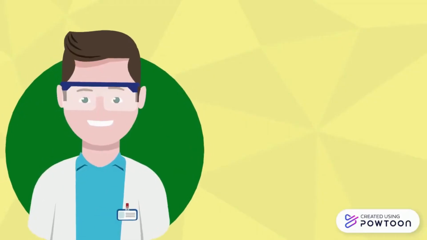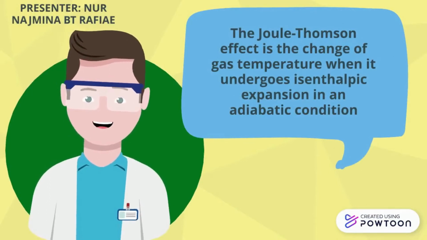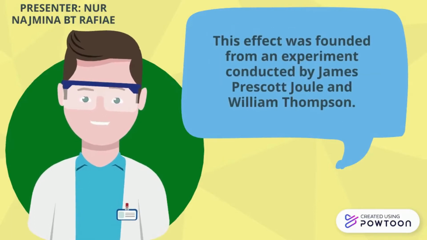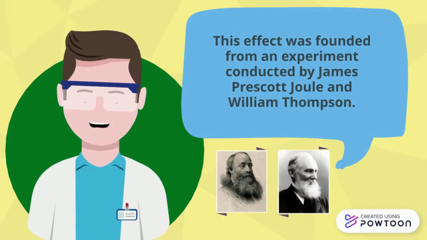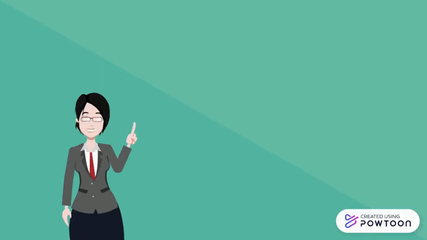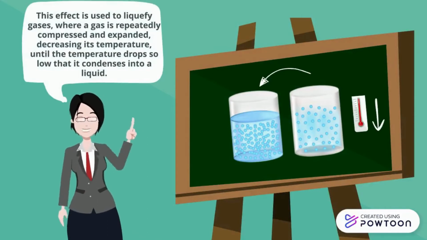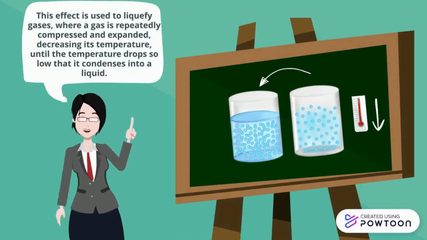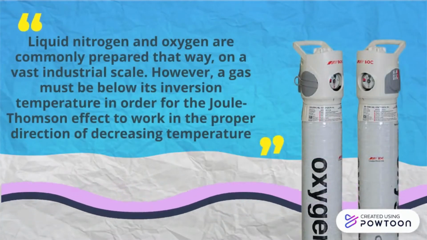The Joule-Thomson effect is the change of gas temperature when it undergoes isentropic expansion in an adiabatic condition. This effect was found from an experiment conducted by James Prescott Joule and William Thomson. It is used to liquefy gas, where a gas is repeatedly compressed and expanded, decreasing its temperature until it drops so low that it condenses into a liquid. Liquid nitrogen and oxygen are commonly prepared that way on a vast industrial scale.